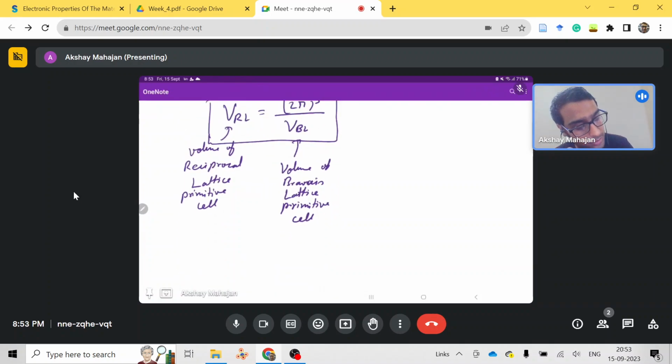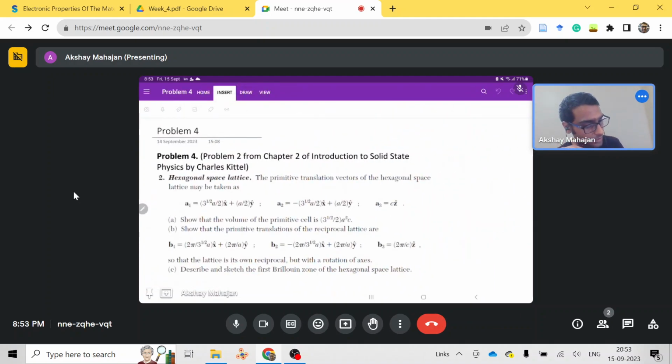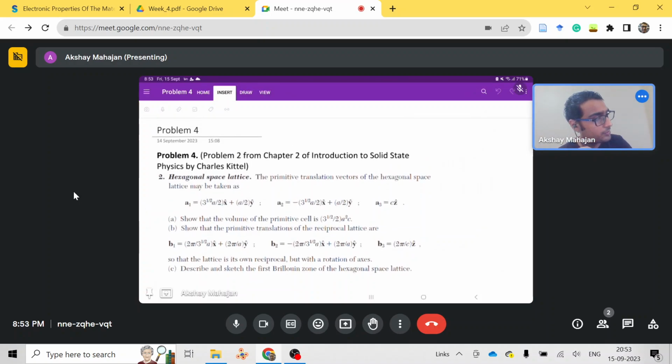Okay, let's go to problem number 4 quickly, and I guess this is the last problem of this session because we are already near the end of the session time. So this is problem 2 from chapter 2 of Introduction to Solid State Physics by Charles Kittel.